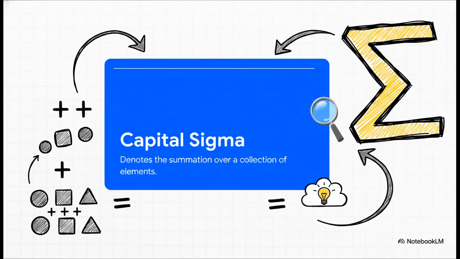Okay, brace yourself, because here's a symbol that usually makes people want to run for the hills. The capital sigma. It looks like a giant, intimidating, jagged E. But here is the secret to demystifying this jargon. All it means is add these things together. That's it. It just denotes the summation over a collection of elements. Whenever you see this spiky symbol in an ML paper, just tell yourself, okay, the machine is just doing a bunch of addition right here.